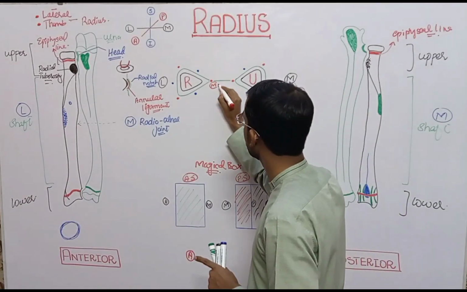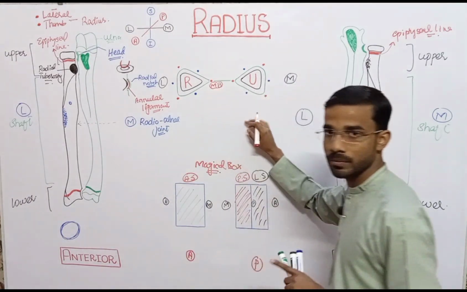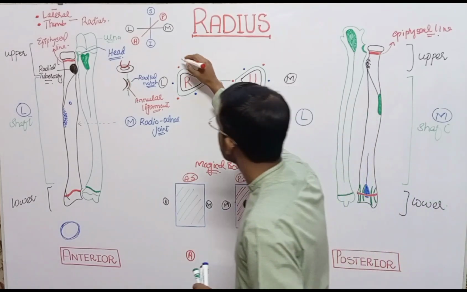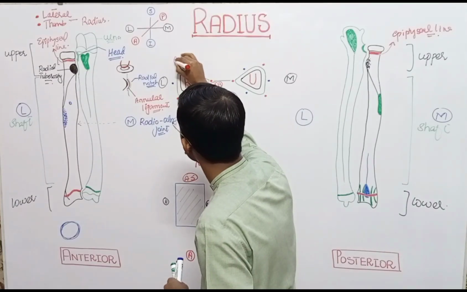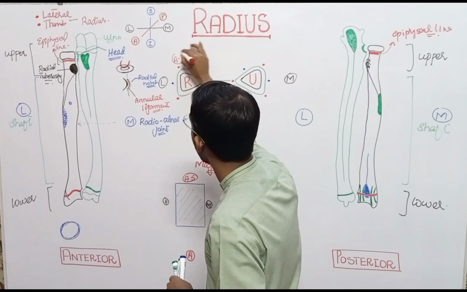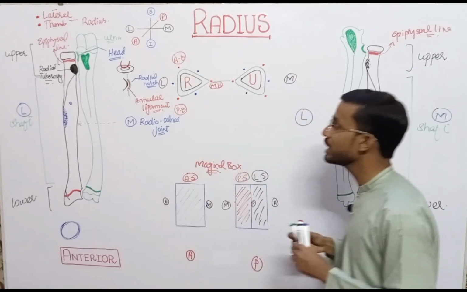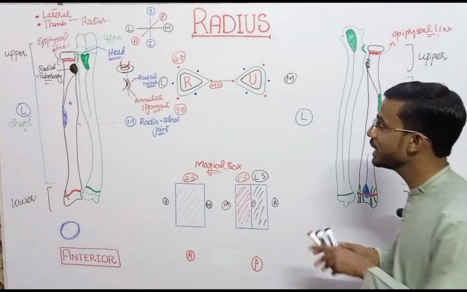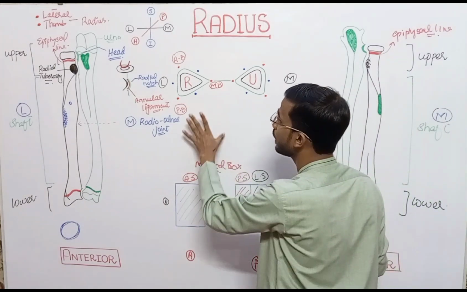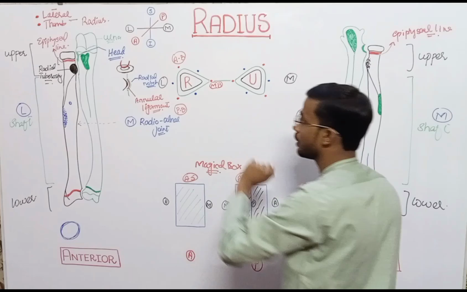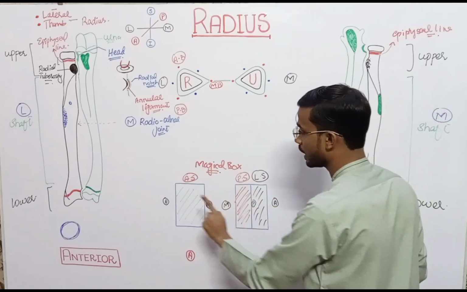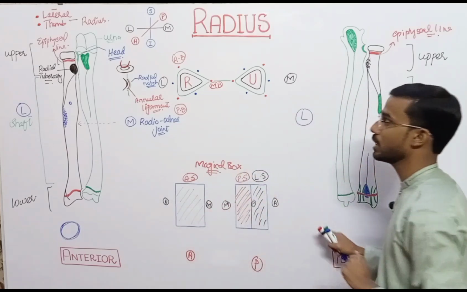If I write it, medial border, MB, and this is the anterior border, and here is the posterior border. So these are basically the three borders of the radius: medial border, posterior and anterior border.